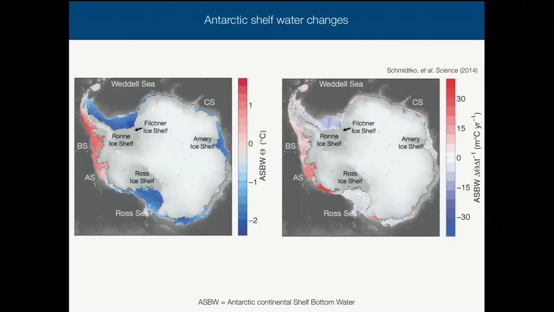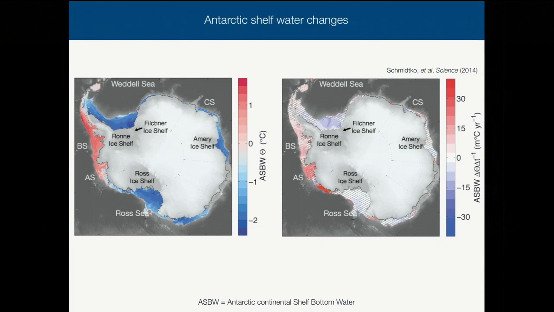So I can show you one study we've worked on here to try to estimate what some of those changes look like. What I'm showing on the left here is really that same picture. This is the temperature, once again, at the seafloor, all the way around Antarctica. You see very clearly there are these two regimes: warm water in West Antarctica, cold water everywhere else.